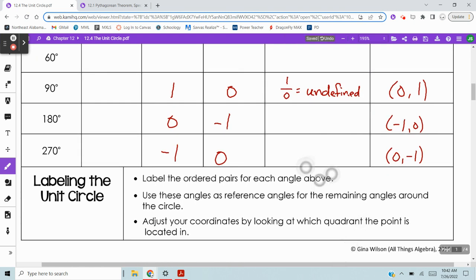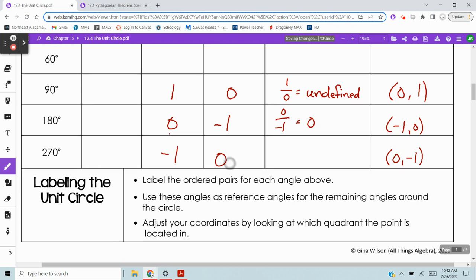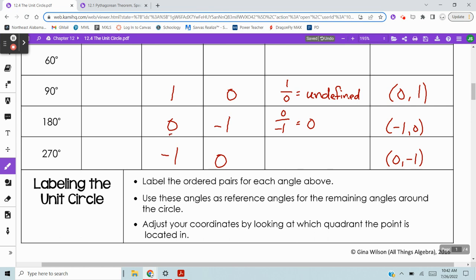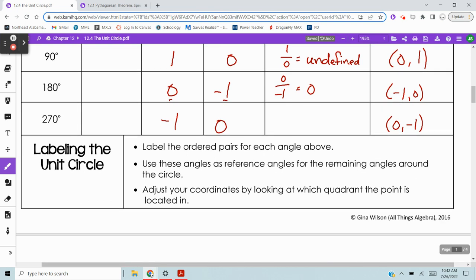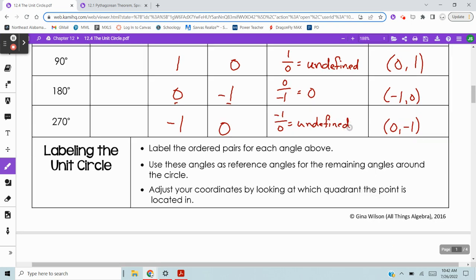Here we're going to have 0 over -1, which is 0. Again, it's y over x. This is our y then x values. And then the next one is going to be -1 over 0, which is again an undefined tangent value. We cannot divide by 0.